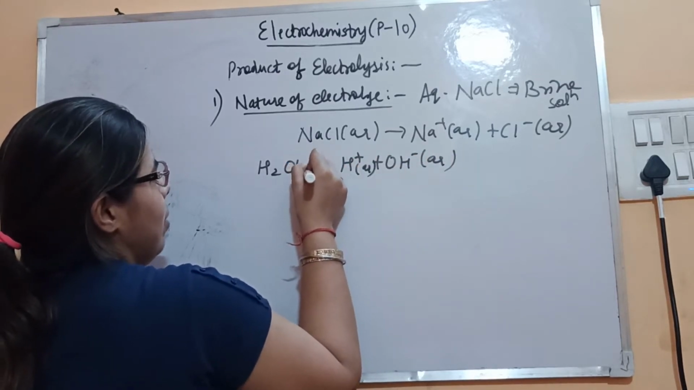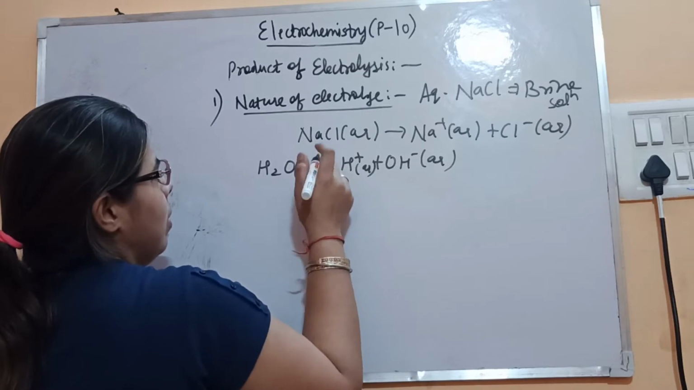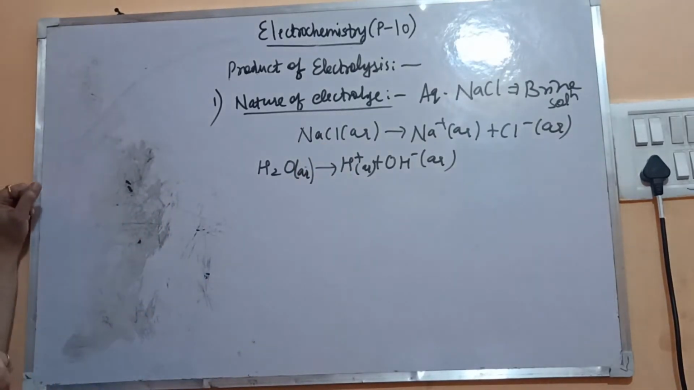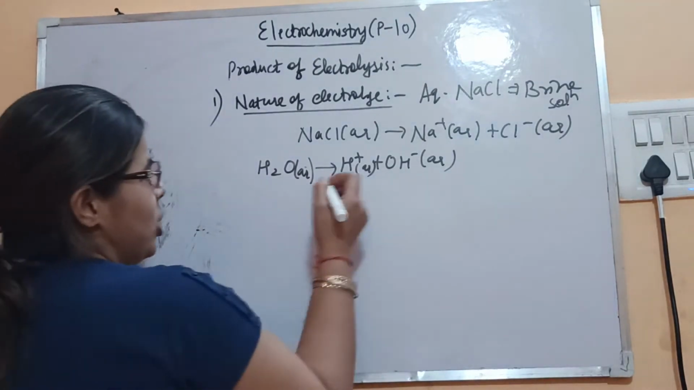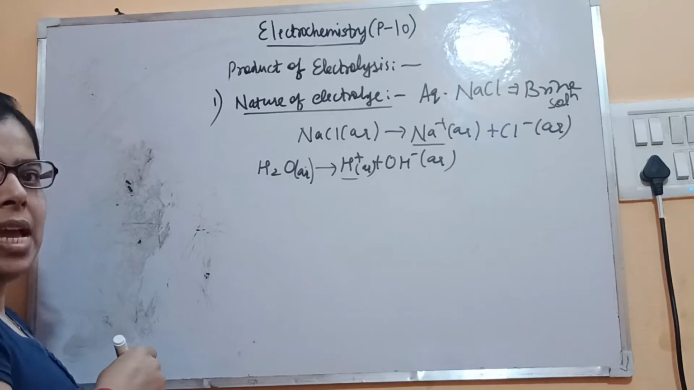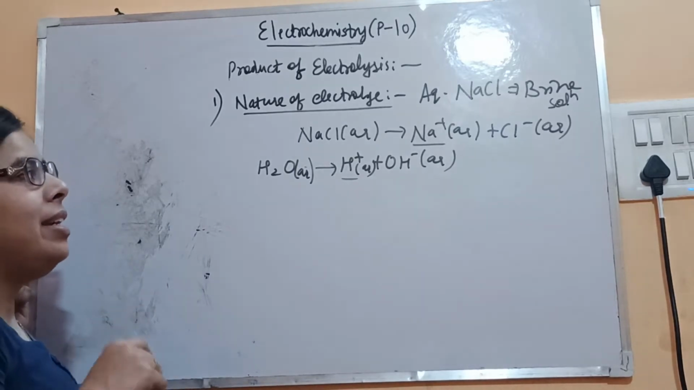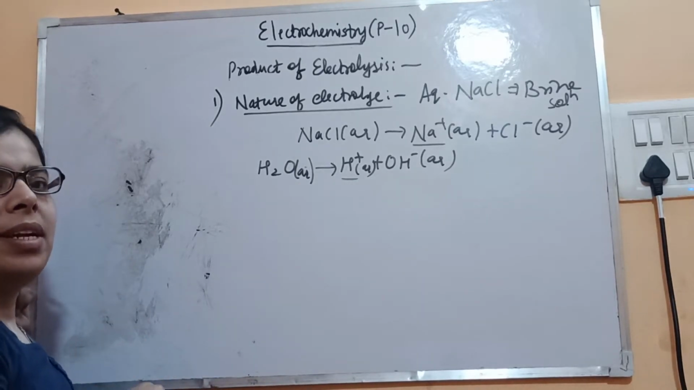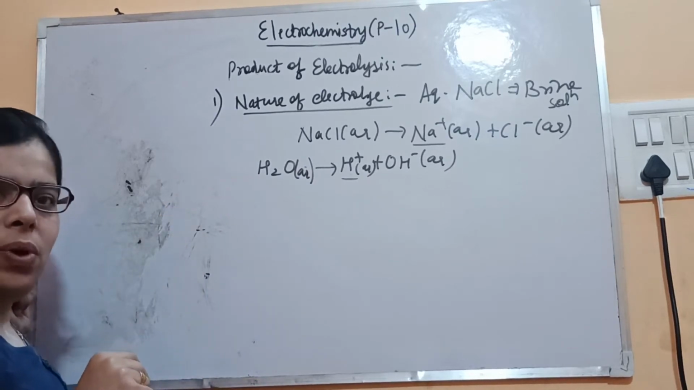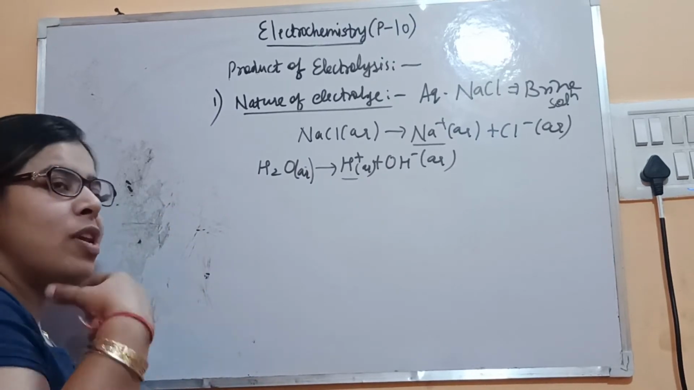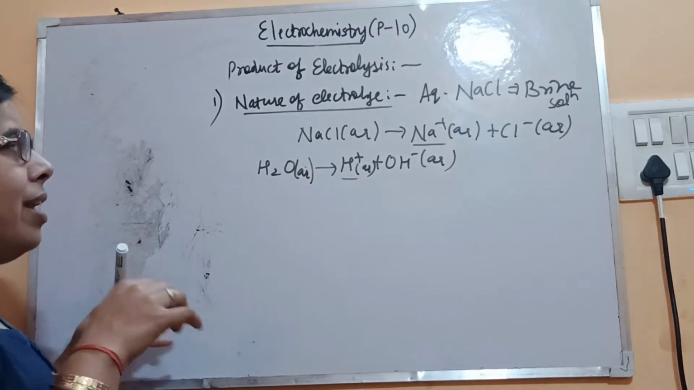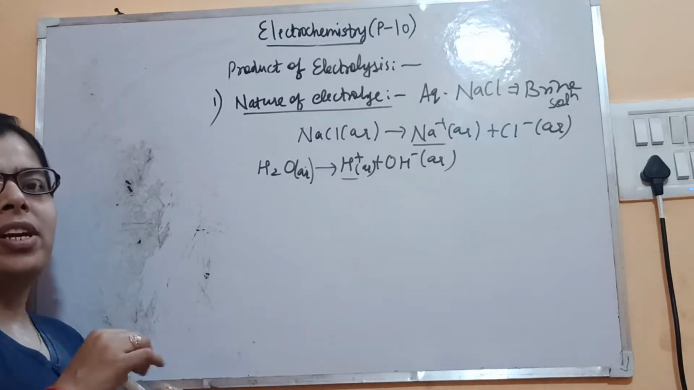Now see, two different species are there, H+ and sodium ion. Both are cations, and both have a tendency to get discharged at the cathode. Now the question is which one will get liberated at the cathode. So let's see that. Here the role of E naught comes.